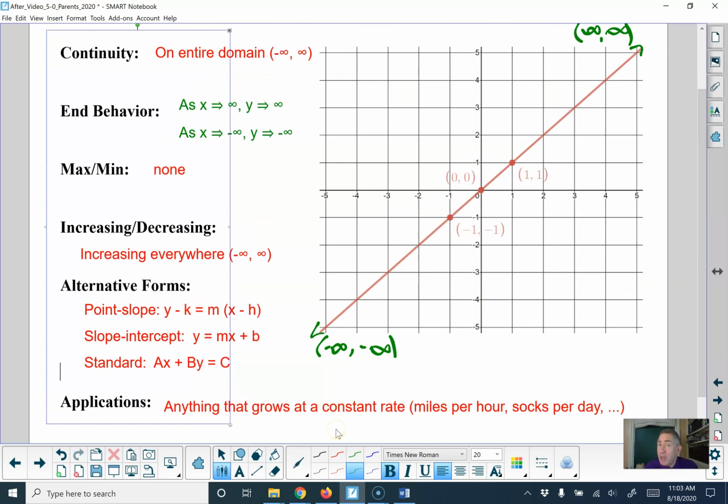So that's your first page in your big blue book of parent functions, the first of many this year, the first of 5 that you're going to do in the first week, in fact. But there we go. Enjoy. Have a good day.